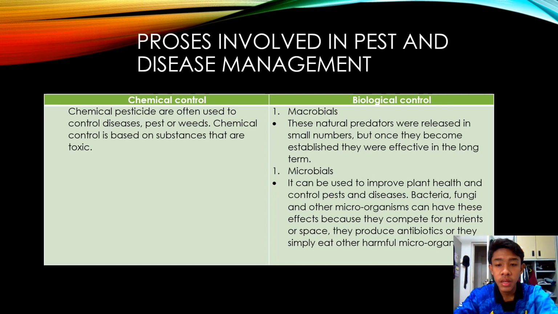These natural predators are released in small numbers, but once they become established, they will be effective in the long term. Other than macrobials, microbials can be used to improve plant health and control pests and disease. Bacteria, fungi, and other microorganisms can have this effect because they compete for nutrients or space. They produce antibiotics or they simply eat other harmful microorganisms.